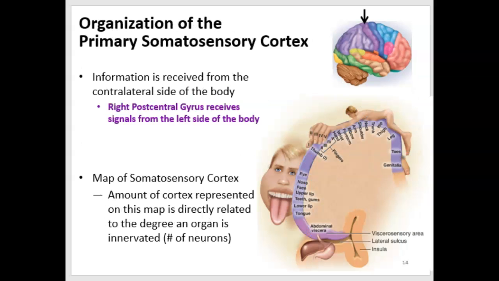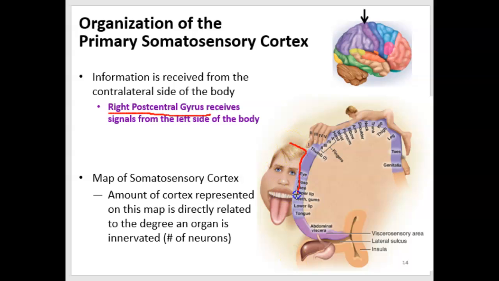Now the primary somatosensory cortex is also organized in a very specific manner. Again, I've got the right side of the brain and we're looking at the postcentral gyrus. And we can look again at the functional homunculus that shows us the amount of cortex that receives sensory information from different parts of the body.